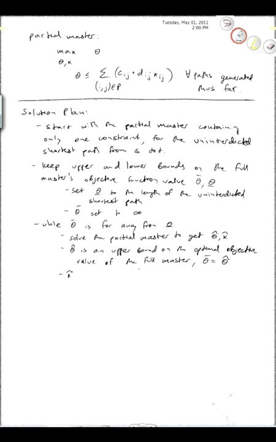So let's think about what x hat means. So x hat gives an interdiction plan that's the best one, but considering only the paths in the partial master. So x hat is going to tell us where to attack, but in constructing x hat, we only took into account all of the paths that are in the partial master and not all of the many, many possibilities that are in the full master.